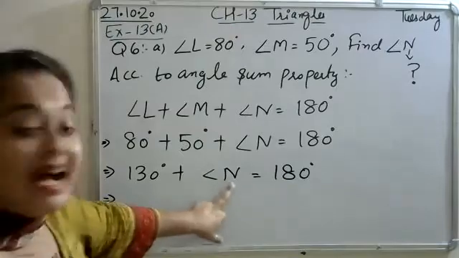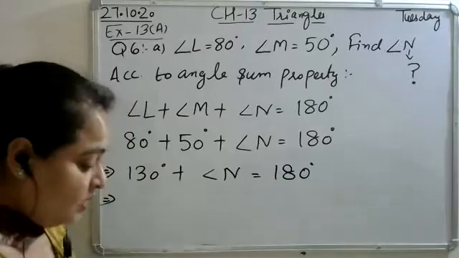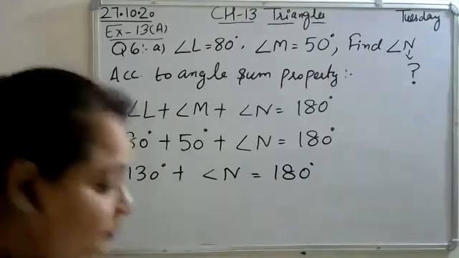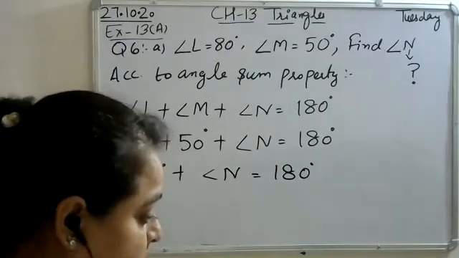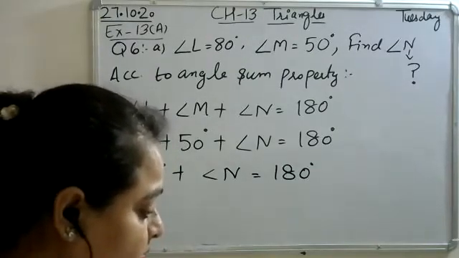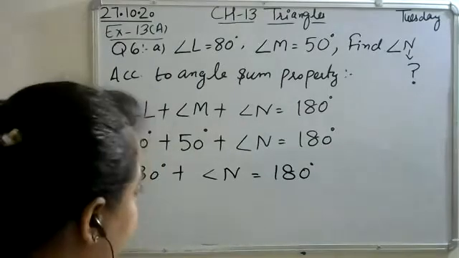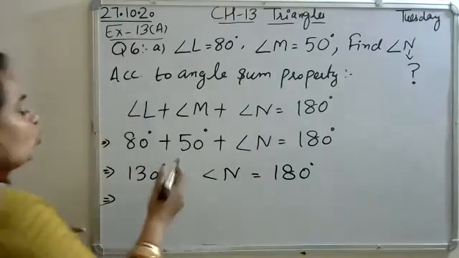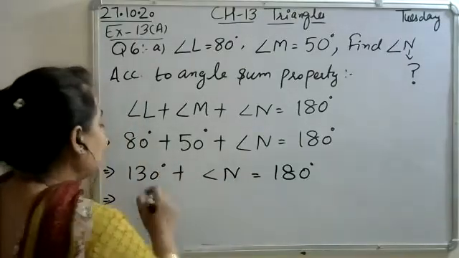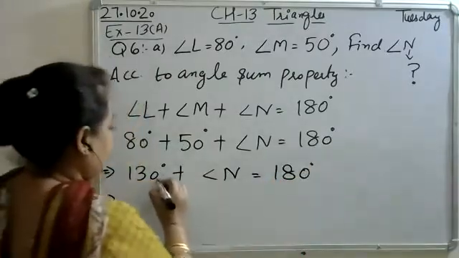Now, to find this N, how can you find this N? Tell me. We have already done these kinds of questions. Yes, Kaushlinder? Ma'am, we will subtract 130 from 180 degrees. Very good. Now, to find this N, you will shift this 130 to the right hand side.